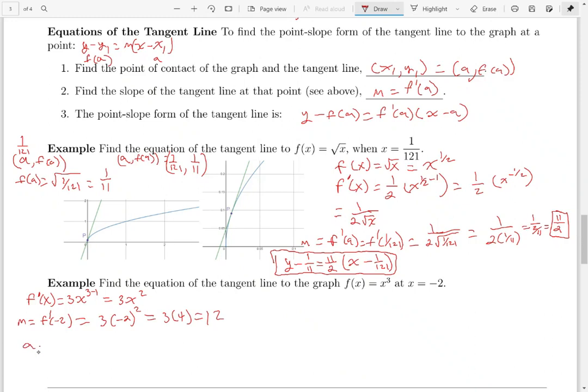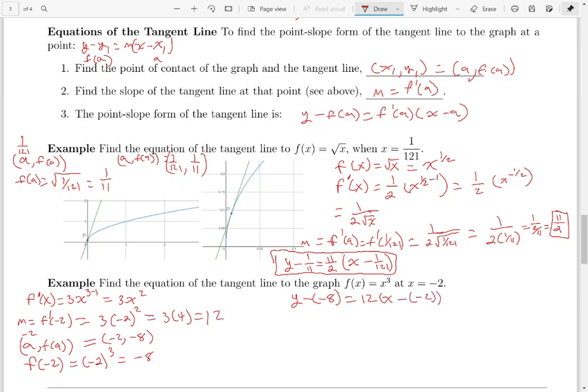Then we just need to find our point, a, f of a, but we already know that a is negative 2, so to find f of a we just take negative 2 and plug it into the original function. And so f of negative 2 is going to be negative 2 quantity cubed, which is then negative 8. And so I get the ordered pair, a, f of a is negative 2, negative 8. Then, using point-slope form, y minus negative 8 is equal to 12 times x minus negative 2.